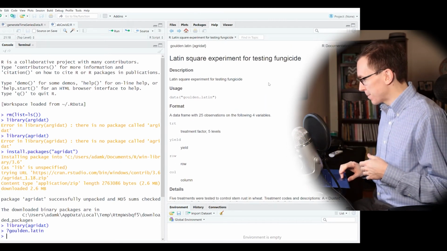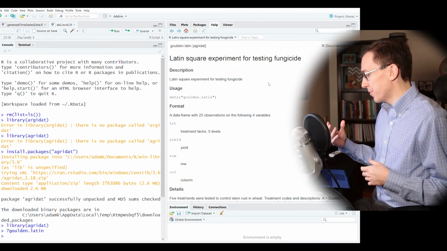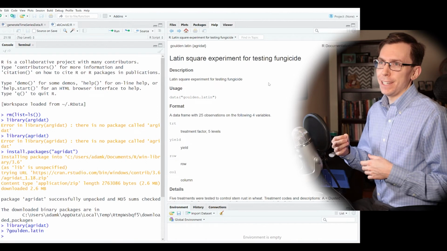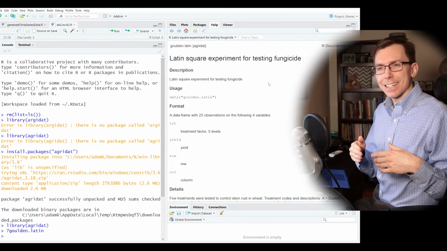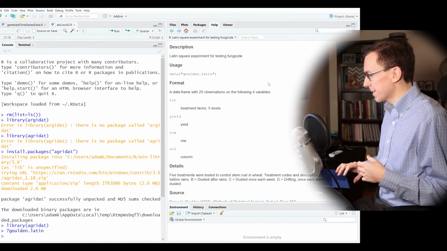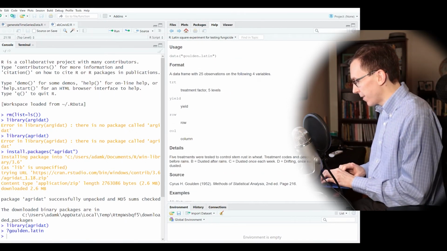I should move this up to the top so you can see. And the idea is that we want to test how different treatments applied to each of the plots affect the growth of fungus, or test the fungicidal properties of our different treatments.